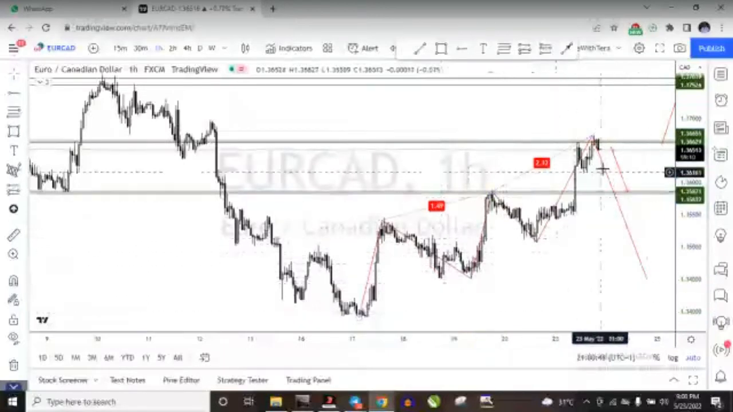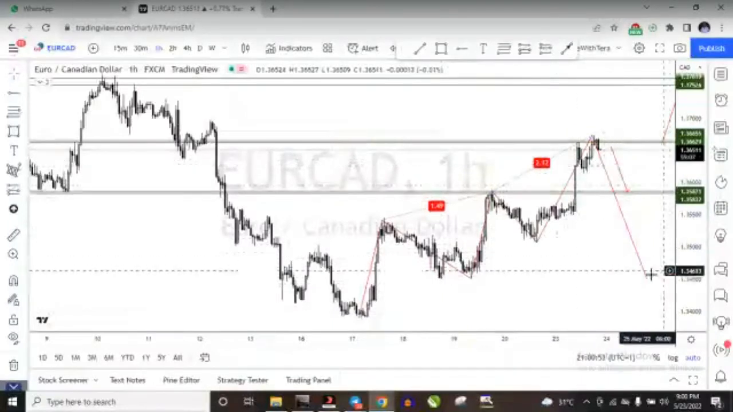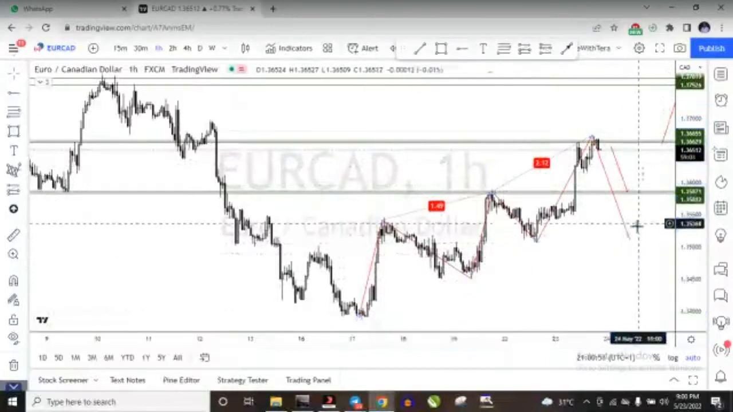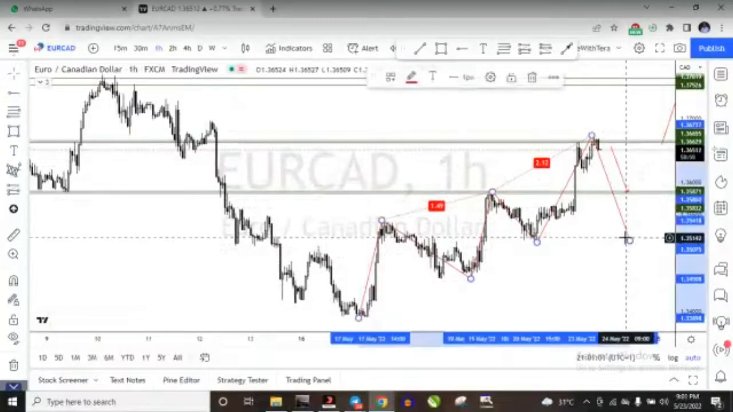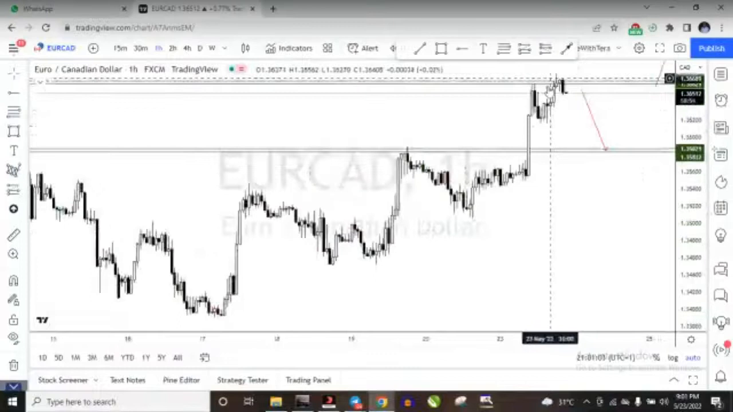If I'm going to trade Euro CAD, I would sell it. We can sell it up to this level before the market keeps buying. That's a harmonic pattern, in case you are wondering what that is. This has formed a rejection candle right here. The 1 hour candle just closed.